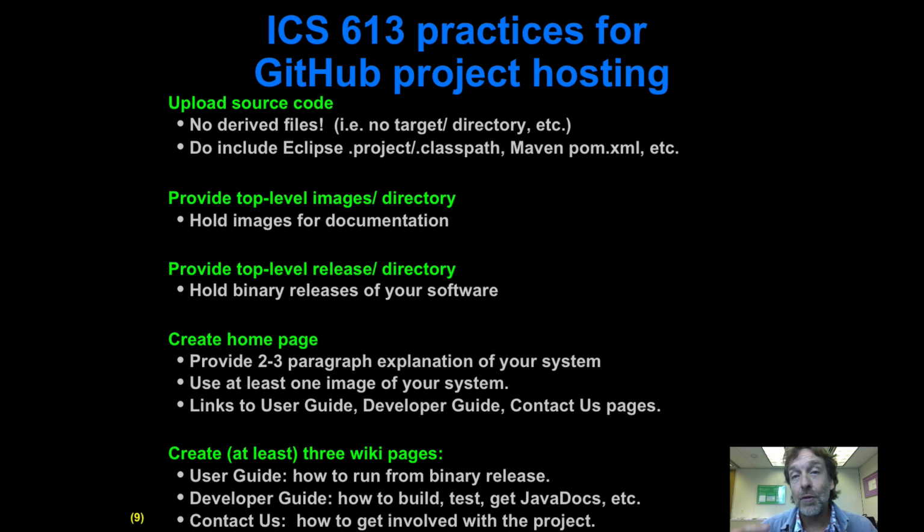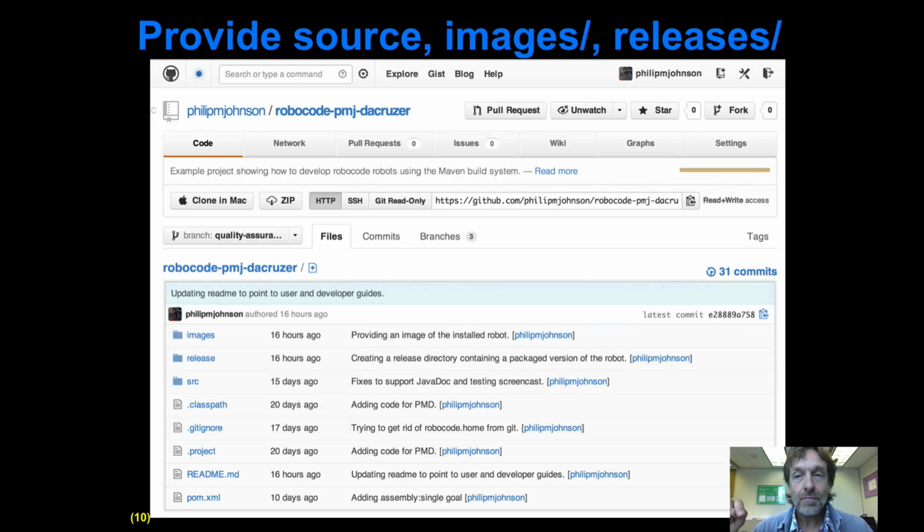Obviously you've got to write those pages in the correct way, but really you can pretty much get away with those 4 pages. And what we'll be doing is going through and showing how you do that in GitHub. So with respect to the source code, here's the Robocode PMJ Decruiser site, which I'm going to use as the example for this. You can see the source code is in the source directory.